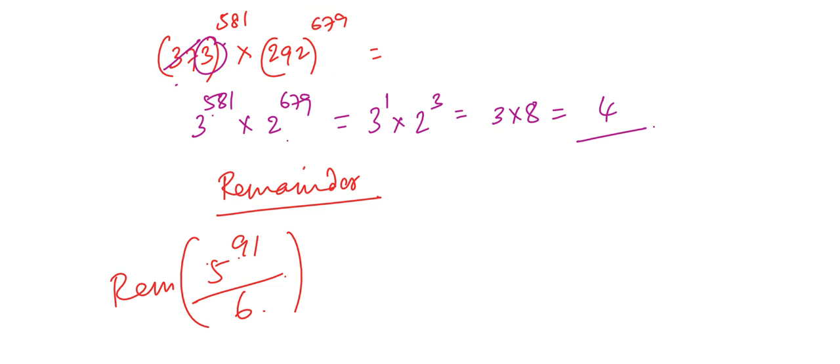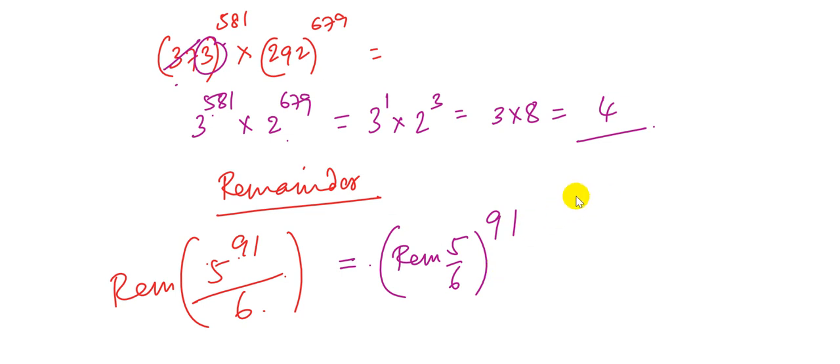Now, in order to do this kind of a problem, you have to understand one simple rule. And what is that rule? That rule is that if you divide any number by another number and you have a remainder, then that remainder will be the same when you go to its power, which means that the remainder of this is equal to the remainder of 5 divided by 6, raised to the power 91.